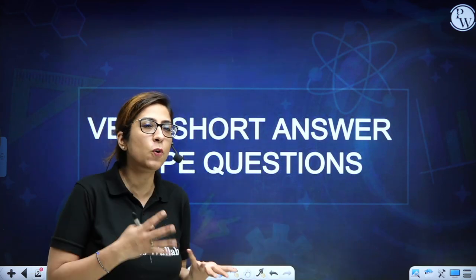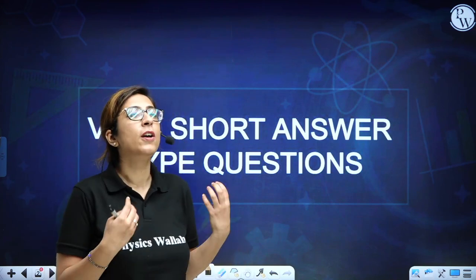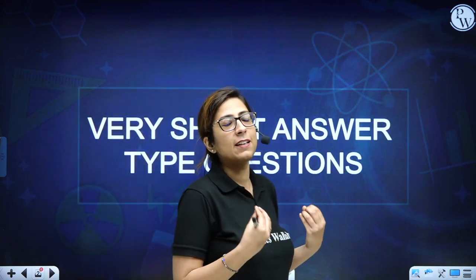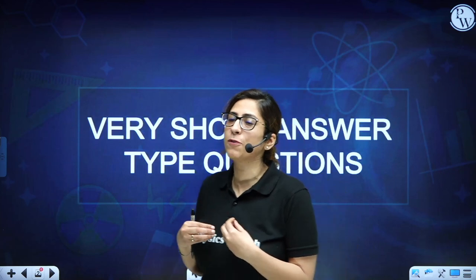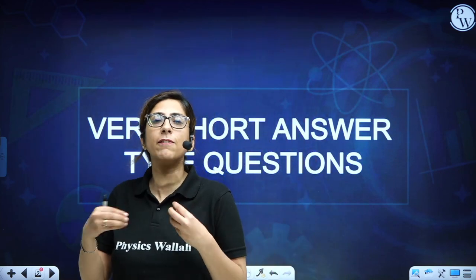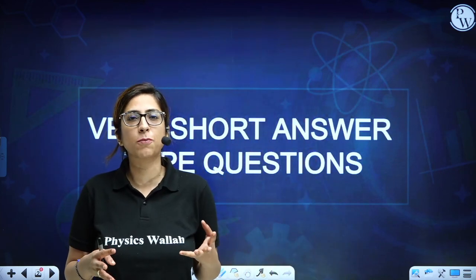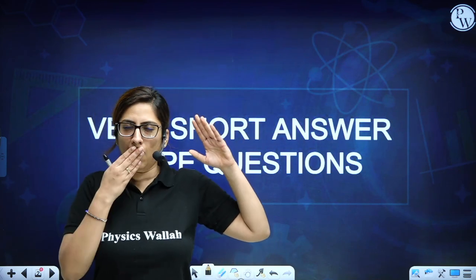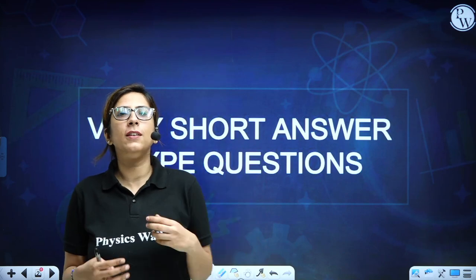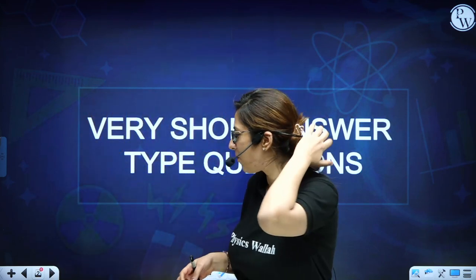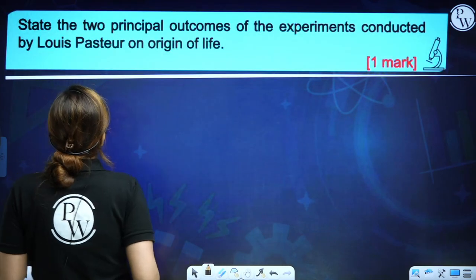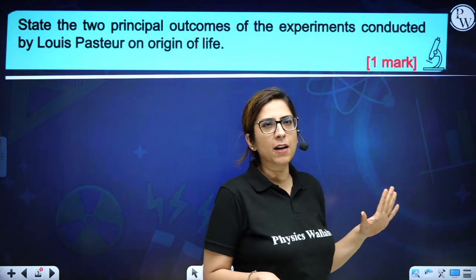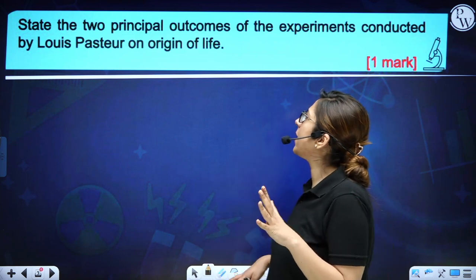Many times I've seen students share that incident, that when they start with the long answer type questions, they continuously write for 2 hours, and after that only 1 hour was left. In that 1 hour, they focused on the very short and short answer type questions, and we should not do this. Clear? Okay.